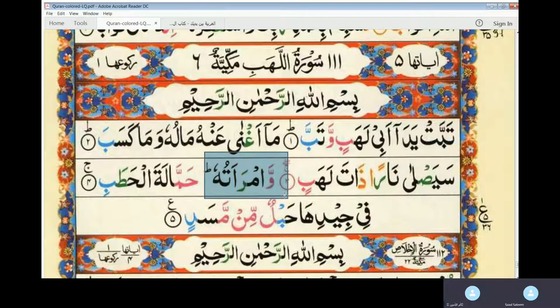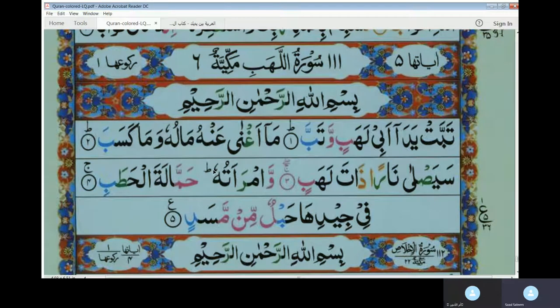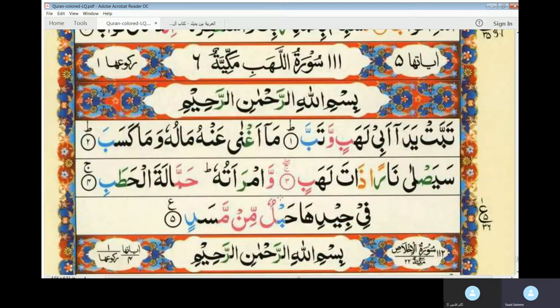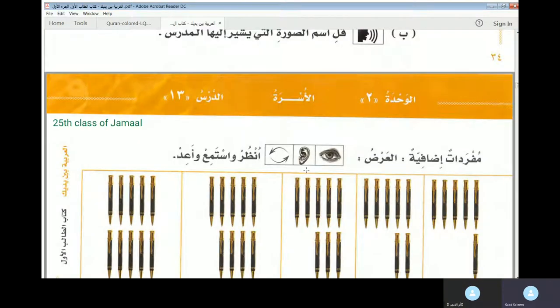It is better to stop at this thought. If we say Wamra'atu, then it will be better. Hammalatal Hatab. Okay, so you don't say the ha? Yes, when we stop here, then the last vowel is ignored. If we don't stop here, then we read it. But if we stop here, then we don't read this vowel. Okay, now read again.